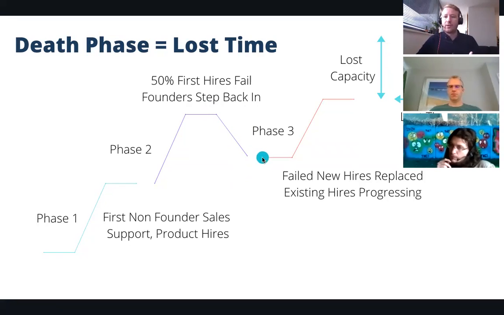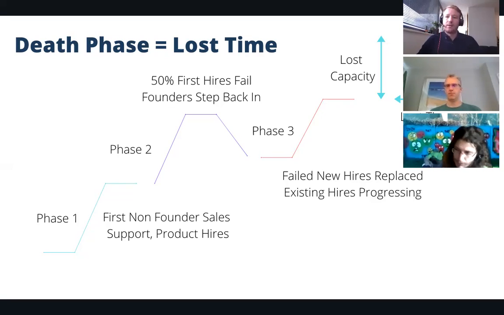But then we right the ship, so we're back into this third phase now. We replace the hires that didn't work out. We progress the ones that did, and now things are going again. But what we see is we're not as far along as we would have liked, so we lost time there, and we don't have the capacity or the ability to perform at the level that we need to at this current point in time.